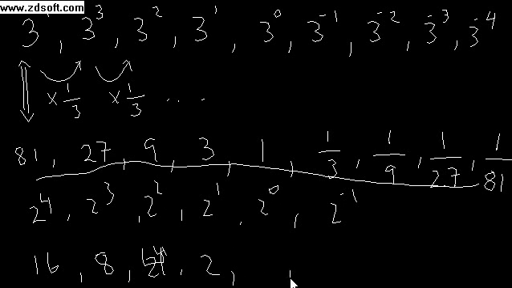We're going to skip what's in there, and then 2 to the minus 1 is a half, 2 to the minus 2 is 1/4, and 2 to the minus 3 is 1/8. So again, dividing by 2 each time, eventually I hit 1.